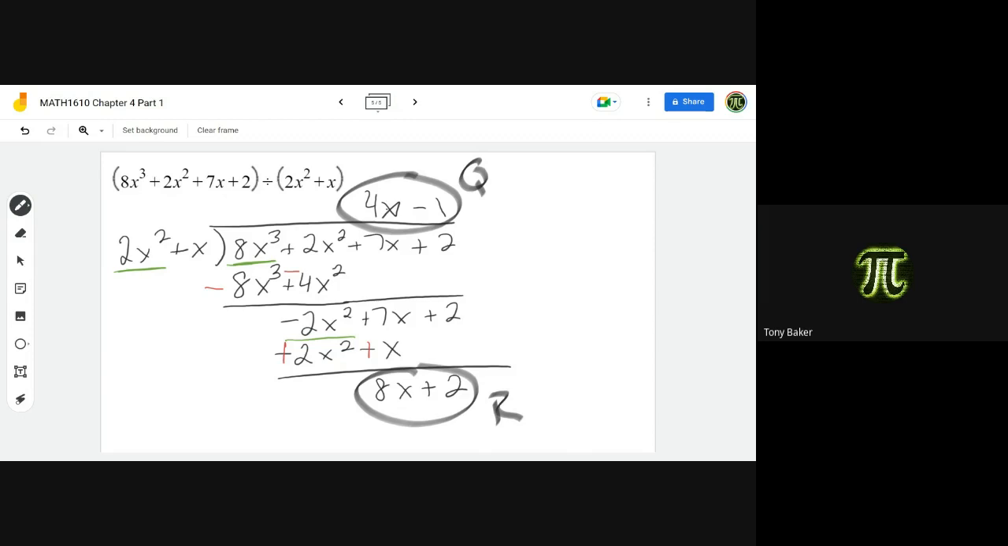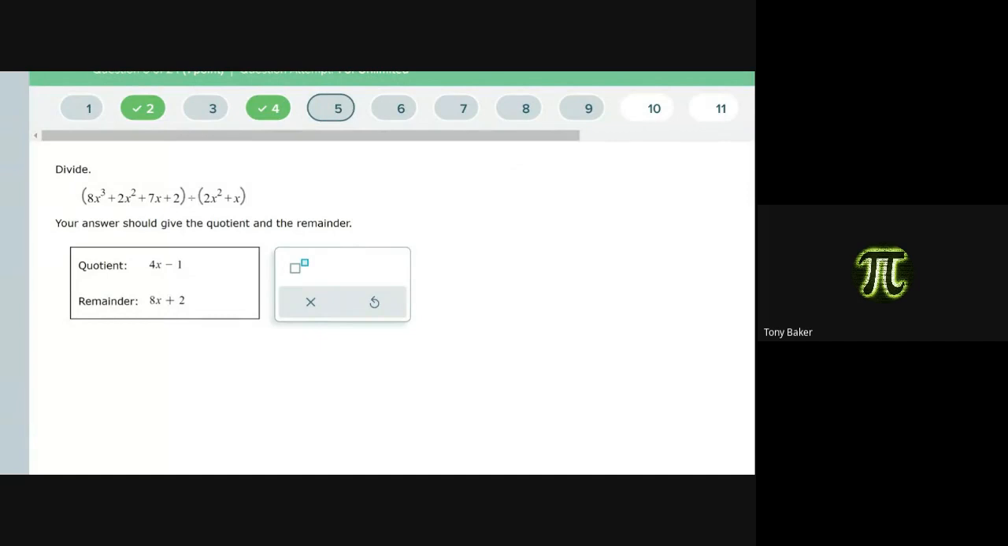I needed the answer. All right, so we type it in there. Notice my remainder has the x in it. Again, no division. If you try to do the division, it won't let you.